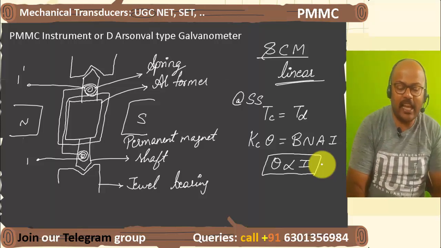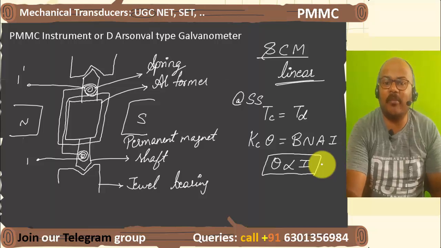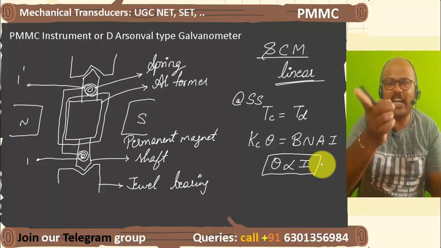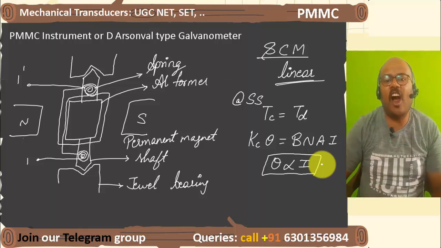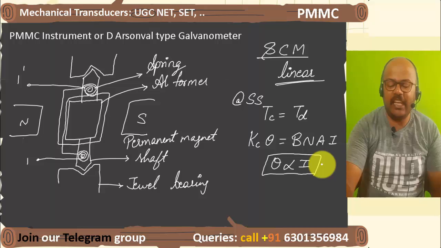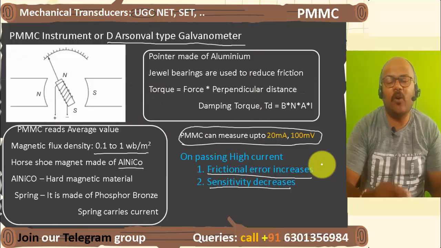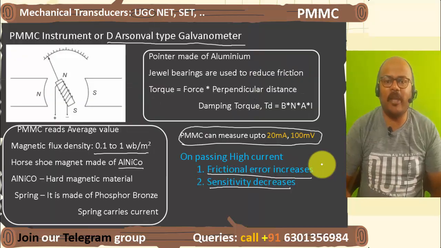Now, AC quantities you can't measure. Why? The pointer is continuously deflecting. The spring is continuously moving. So you're not in a position to measure the AC quantities, nothing but voltage and current. So this is about PMMC.